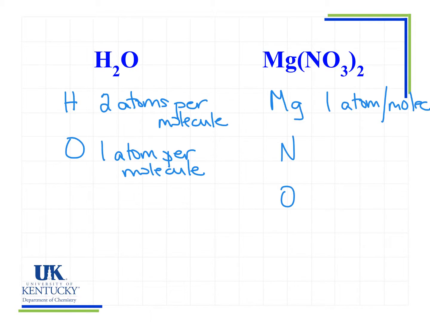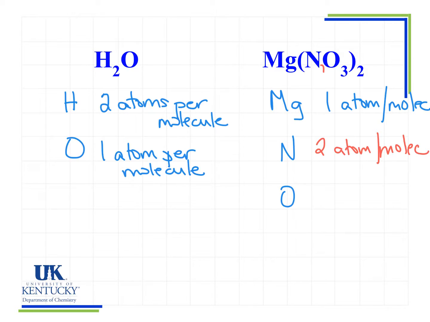The nitrogen inside the parentheses doesn't have a subscript, so we have our implied 1, but it is inside the parentheses, which means that the number outside the parentheses goes with everything inside the parentheses. So while NO3 has 1 nitrogen, the entire molecule, when we look at the whole thing, actually has 2 nitrogens per molecule.